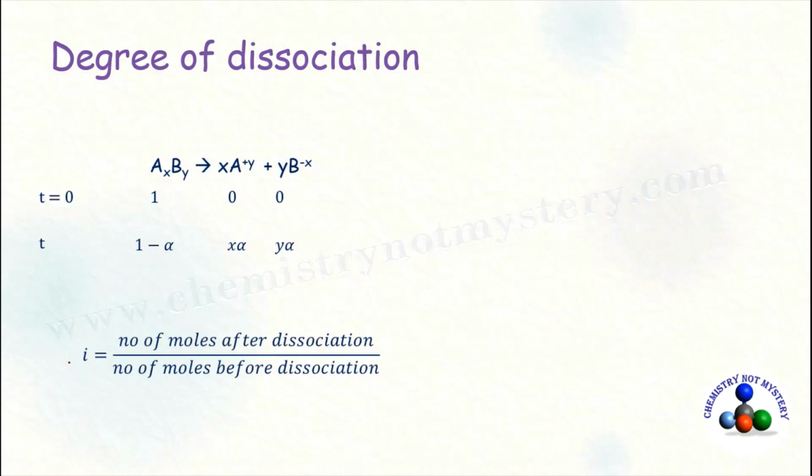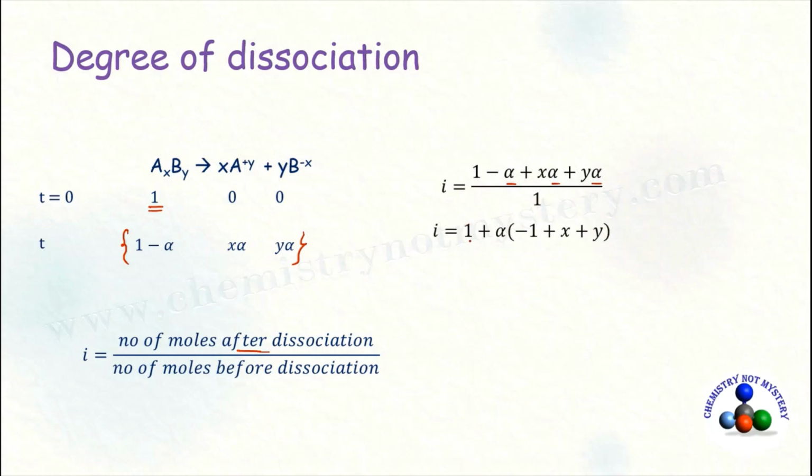For the Van't Hoff factor, we have the formula I is equal to the number of moles after dissociation over the number of moles before dissociation. So the number of moles after dissociation will be equal to 1 minus alpha plus x alpha plus y alpha, and before dissociation there was just 1 mole of AxBy molecule. So you will get I is equal to 1 minus alpha plus x alpha plus y alpha. When you take alpha common, you will get 1 plus alpha in bracket, x plus y minus 1.